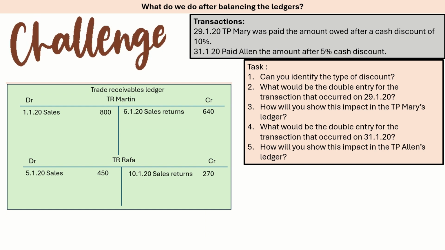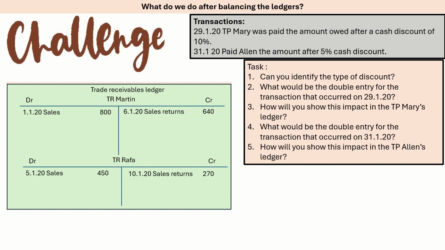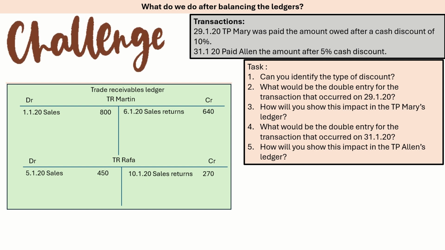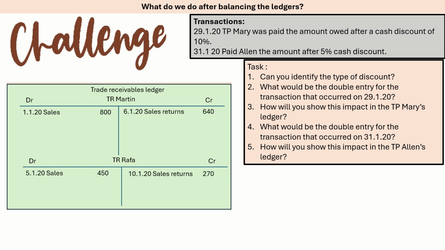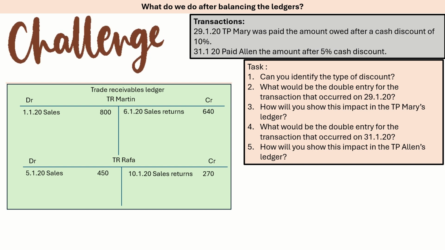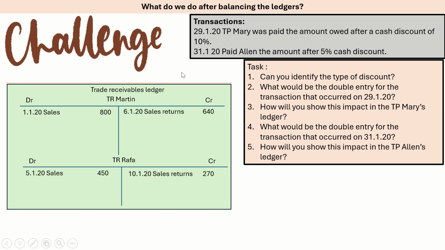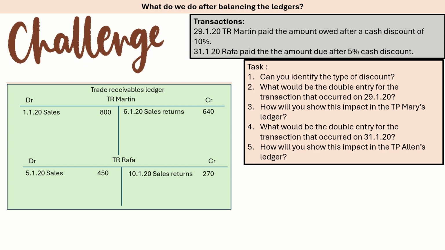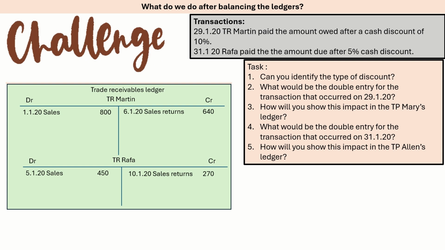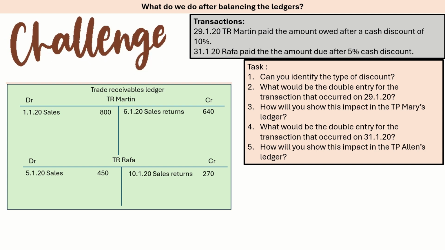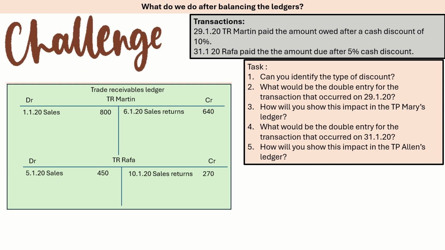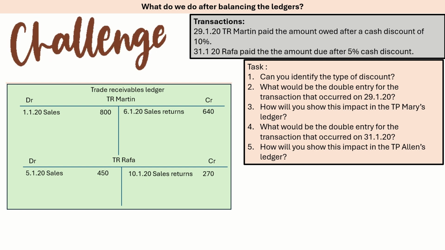Now let's challenge. What do we do after balancing the ledgers? Let's have a challenging task. As you can see here, let's assume that TR Martin, you made a sale for 800 and sales return 640. Now let's complete a challenge task. On 29th, TR Martin paid the amount owed after a cash discount of 10%. And on 31st of Jan 20, Rafa paid the amount due after a 5% cash discount.